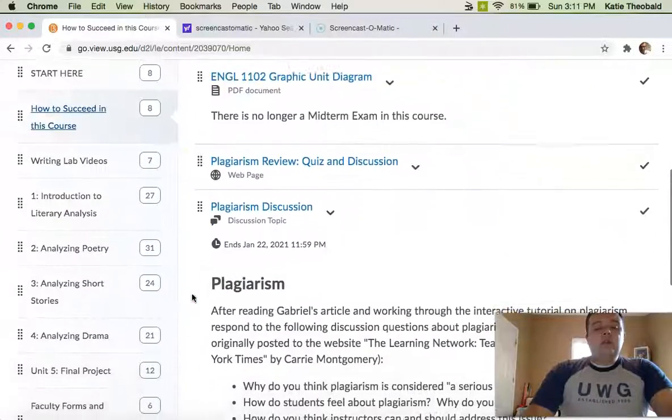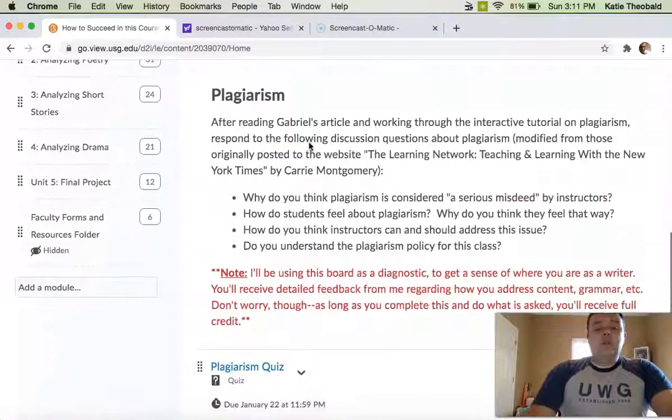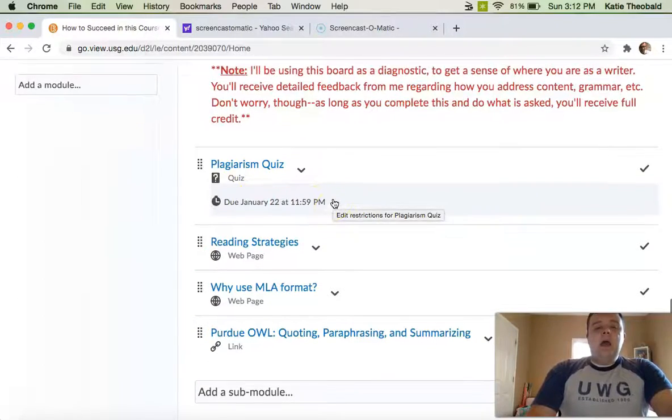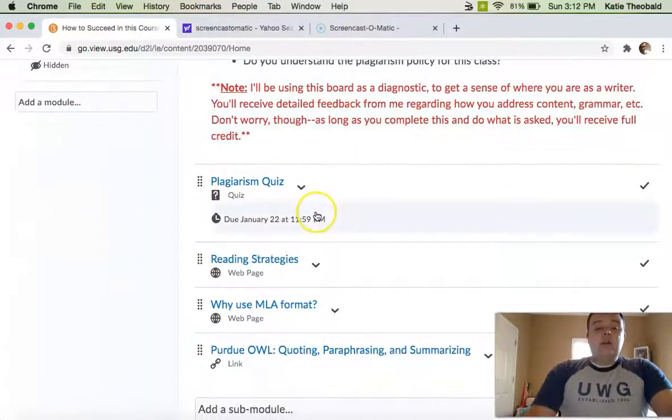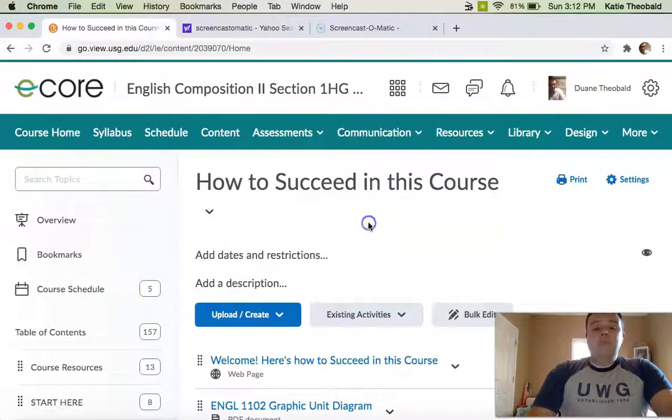But for the next couple of weeks, you're going to be really focusing on a couple of different things. The first one is making sure that you review plagiarism and go through this information, take a look at it, and make sure you have a really good understanding of what plagiarism is and why it is something that's really important, not just to this class, but in general. There will be a quiz associated with it, and the quiz is down here. It is due January the 22nd by 11:59, excuse me. And you can find it here in your content, or if you go to assessments and quizzes, you can find it there as well.